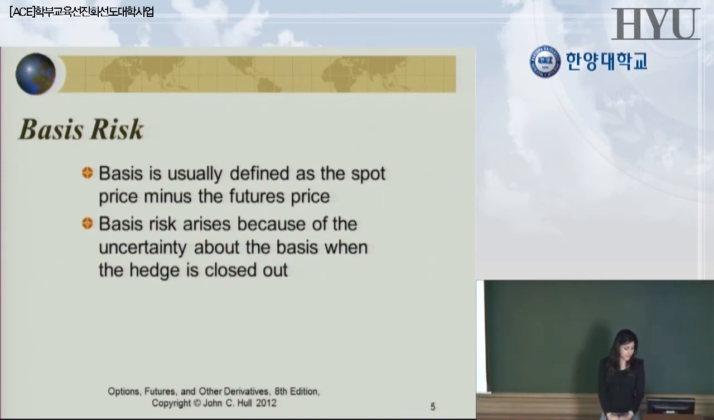So basis risk, we have to know the basis risk. We have to take the difference between the spot price minus the future price, and after that, basis risk arises because of the uncertainty about the basis when the hedge is closed. So we can see the basis risk only when we look at the future prices.